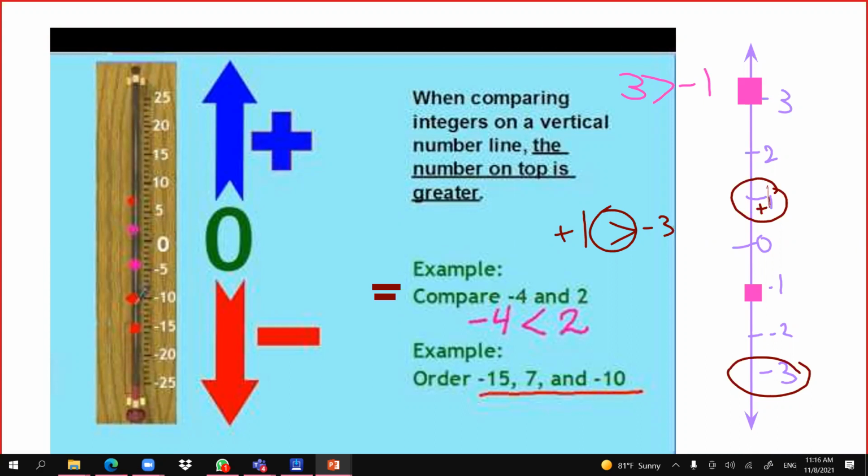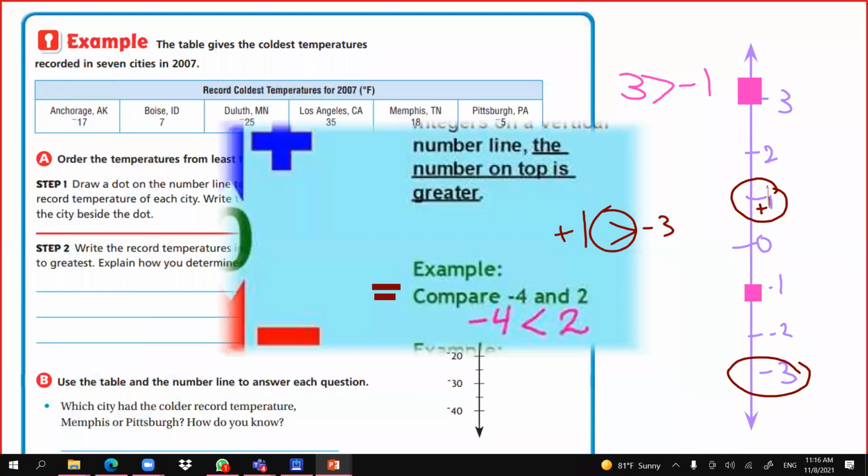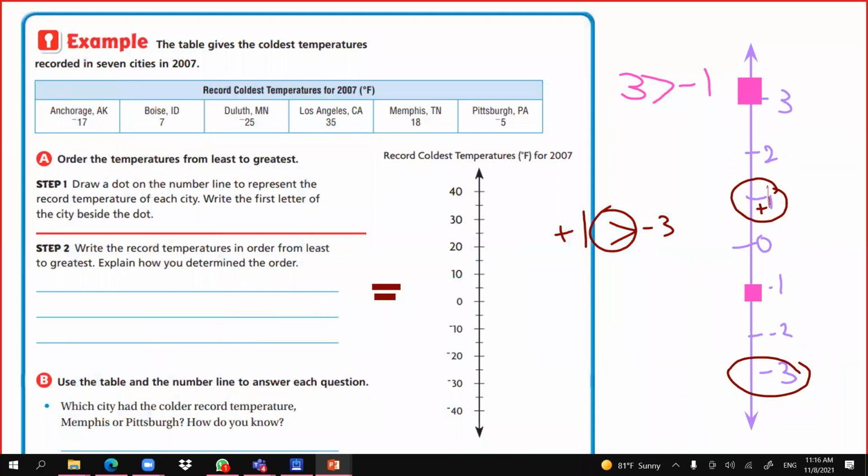Is it clear now? Okay. Yes, once you go to the top, the numbers get bigger.